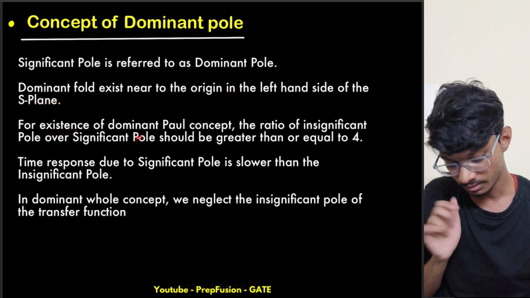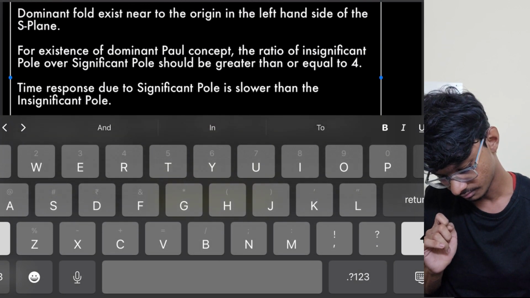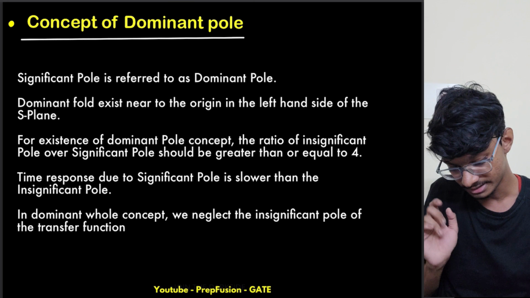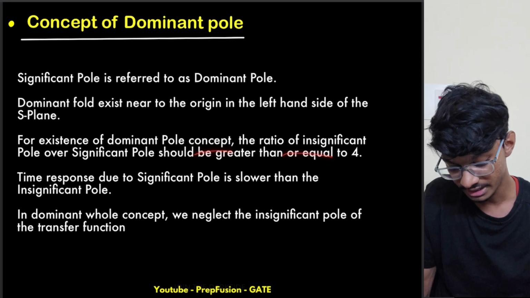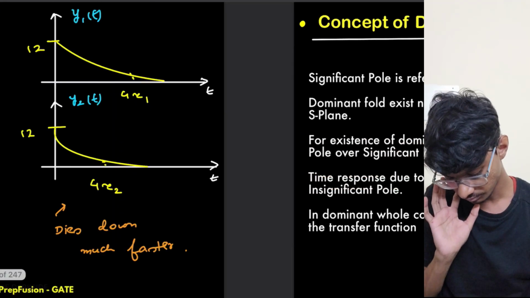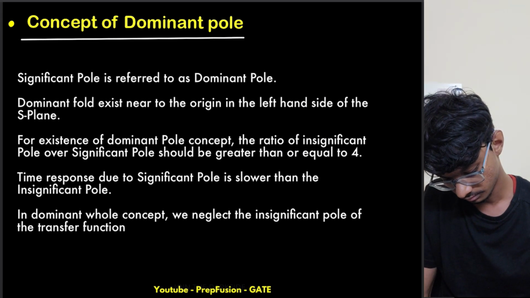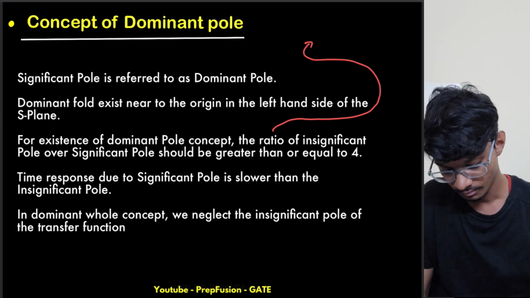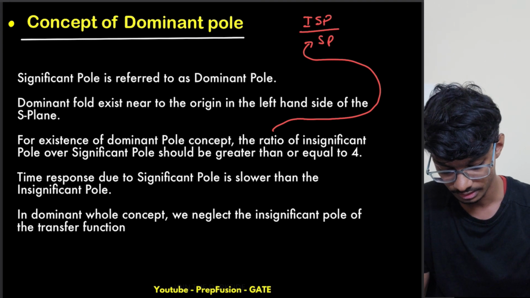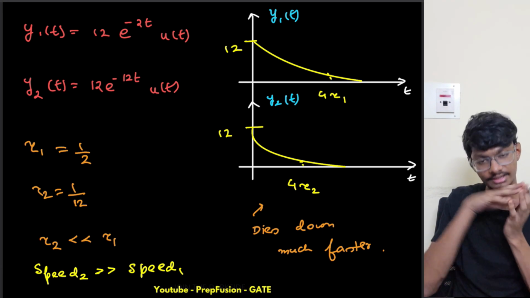For the existence of the dominant pole concept, the ratio of the insignificant pole over the significant pole should be greater than or equal to 4. So what does this mean? Basically, the insignificant pole over the significant pole should be greater than or equal to 4. That is basically the ratio of the time constants. You can say that the ratio should be at least greater than or equal to 4, then only we can ignore one.